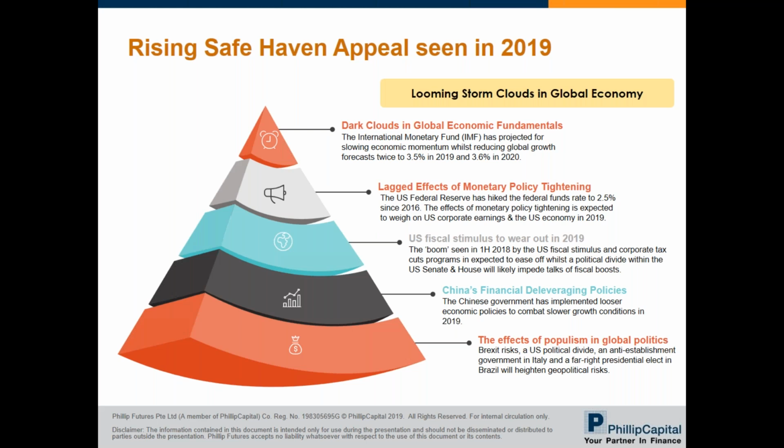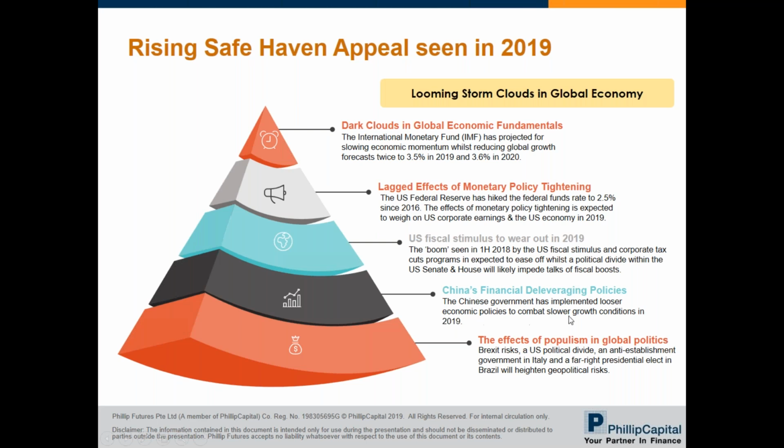And also, as we look closely, the debt level is expected to rise to 1 trillion for 2018. So all this is likely to impede talks of any fiscal boost. So to say the very least, we are going to see dimmer conditions in the global economy and also better conditions for gold as a safe haven asset.